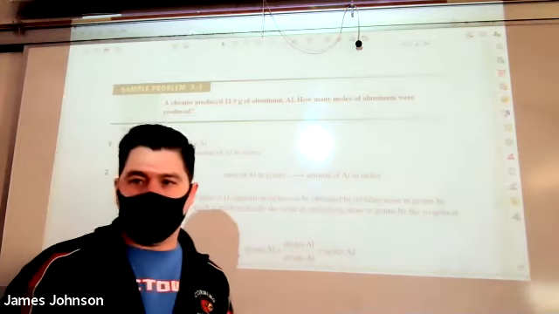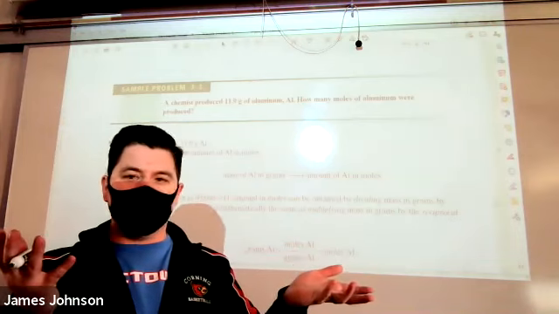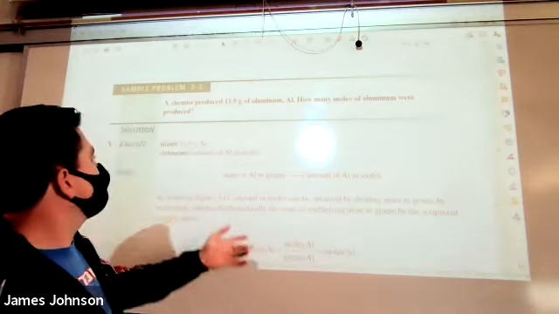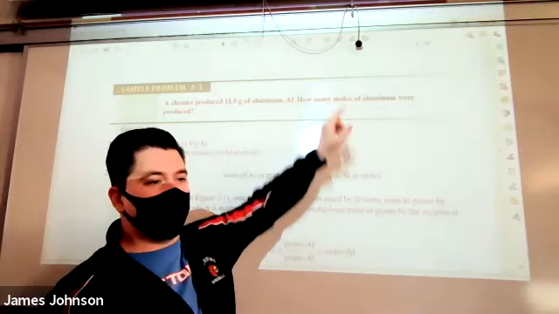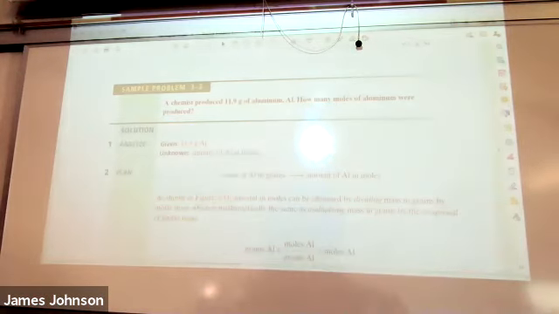In sample problem 3-2, we were given an amount in moles and asked to calculate the number of grams that were contained there. Here, we're given the number of grams and we're being asked to figure out how many moles that represents. Okay, so it's the same type of conversion. We're still going to use molar mass, but it's just going the opposite direction. And I'll try to point out how the opposite direction changes the conversion factor.